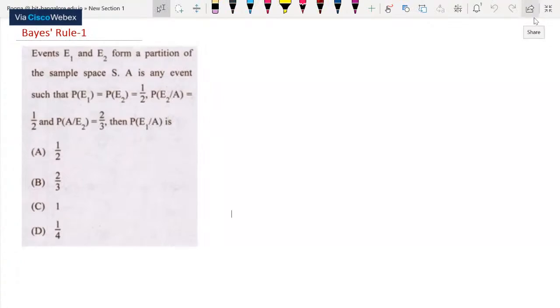Okay. This problem they gave in the question paper is based on the Bayes rule. The events E1 and E2 form a partition. Instead of having one sample space, they divide it into two partitions, E1 and E2. That's all.